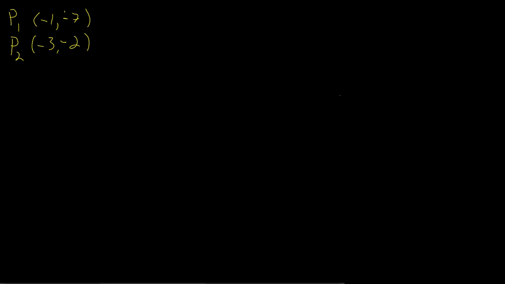So one of the first things to do is get an idea of the space you're going to be working in. So it's not a bad idea to make a rough graph. It doesn't need to be an exact graph with graph paper. We just need an idea of what the points are. So (-1, -7), it's about here. So that'll be point 1. And (-3, -2) is about there. All right.